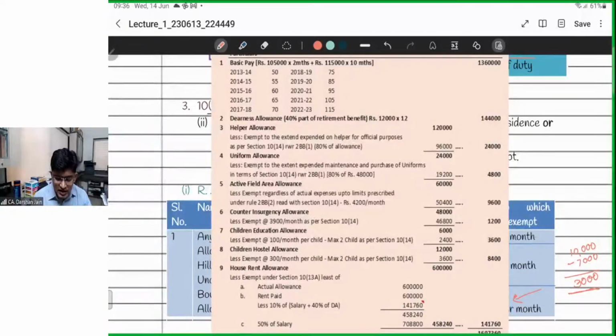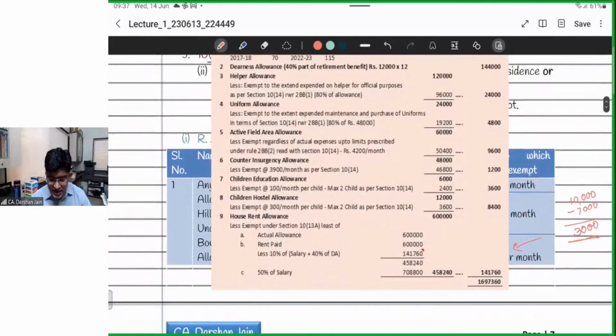Children education allowance, 100 rupees per child. He has got 2 children and allowance is also paid for 2 children, right? 500 rupees is what he got. 200 rupees is exempt, 300 rupees multiplied by 12, 3,600 taxable. Similarly, children hostel allowance to the extent of 300 rupees per child, exempt. What is got is 12,000 rupees for one child. For one child, the exemption cannot exceed 3,600. So balance is taxable.